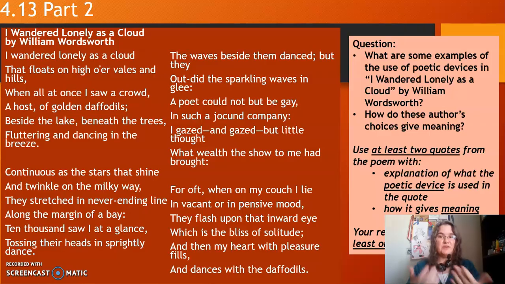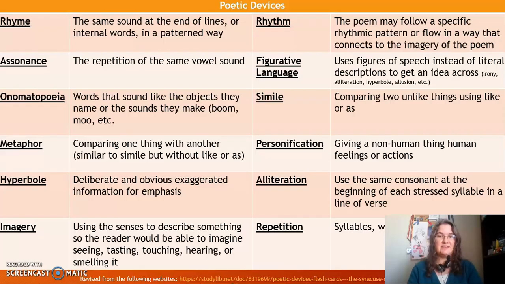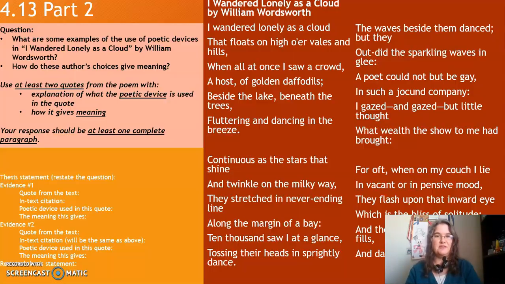So we would look through here and actually look at the rhyme, the rhythm, the onomatopoeia, if it's in there, if there's similes, personification, and you're going to choose two of those and give reasonings for how that helps the poem to be either a positive or a negative about being lonely as a cloud.